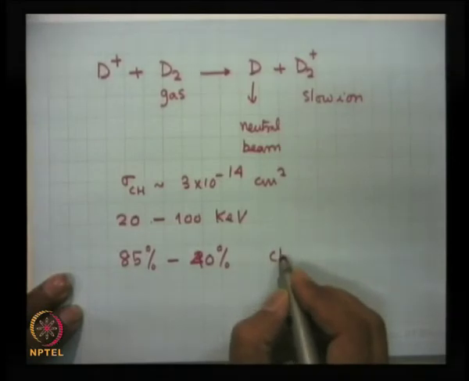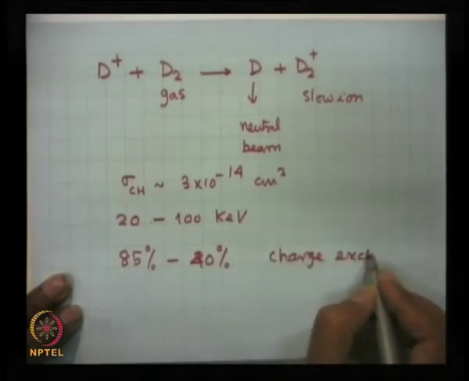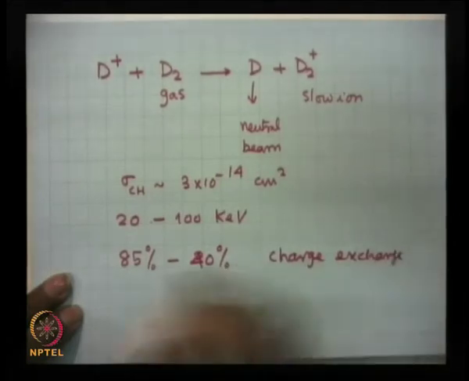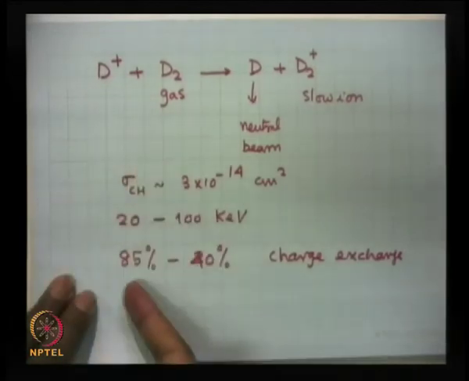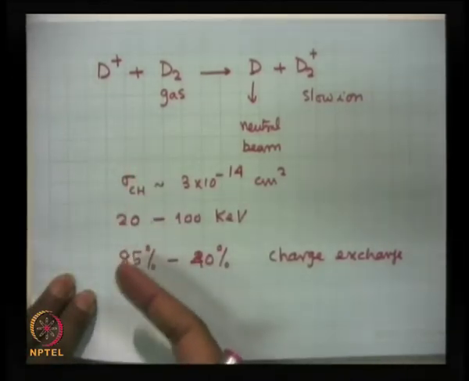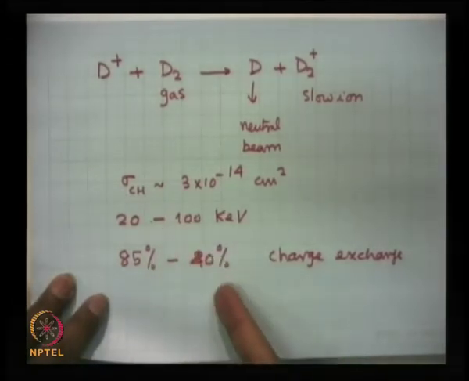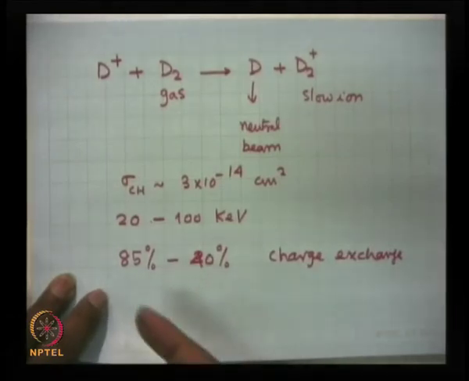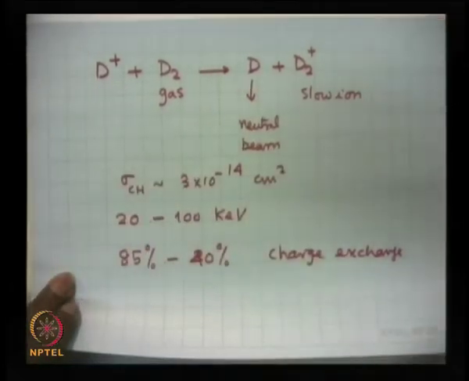So, charge exchange, this is the efficiency of charge exchange, 85% of ions will get neutralized if the energy is around this, but the typical energies required for Tokamak neutral beam heating are around 100 keV. So, I would say that roughly half the ions get neutralized. So, you get a neutral beam.